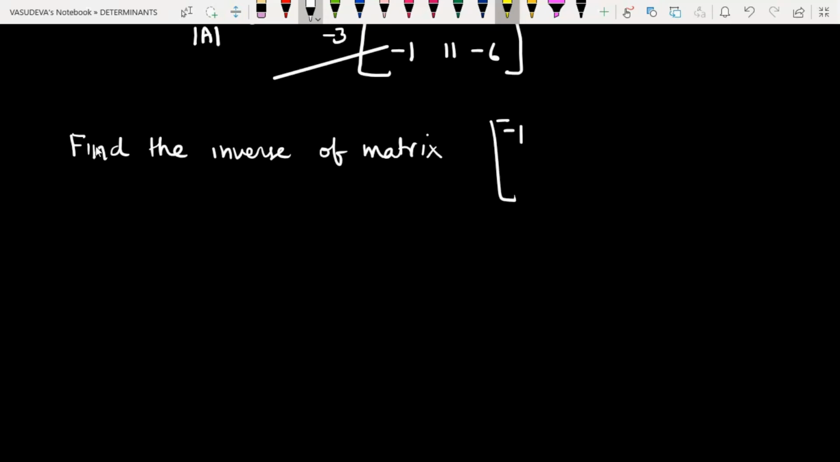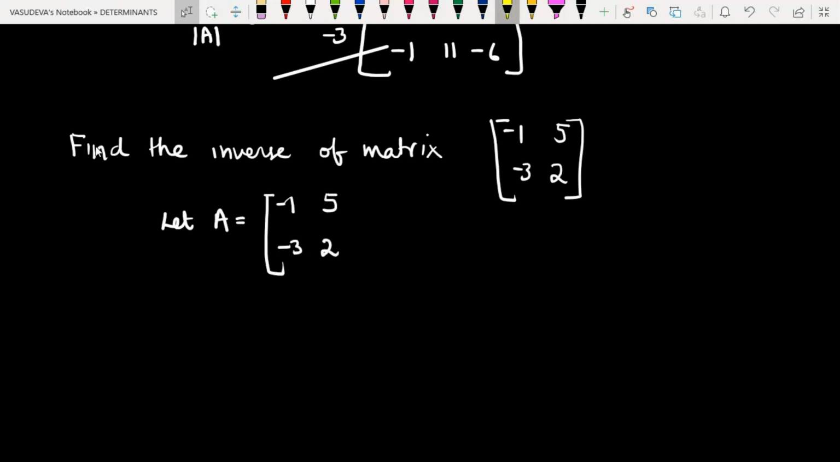In the earlier case we took a 3 by 3 matrix, but here we have taken a 2 by 2 matrix, so we can easily find the inverse of the matrix. Let us take A equal to the matrix minus 1, 5, minus 3, 2. So this is a 2 by 2 matrix.